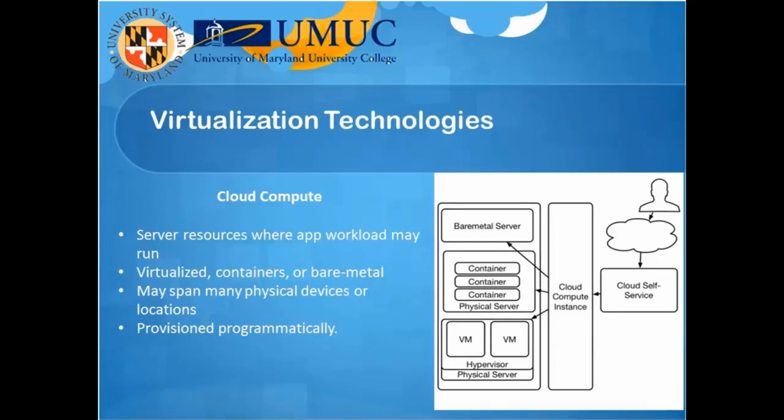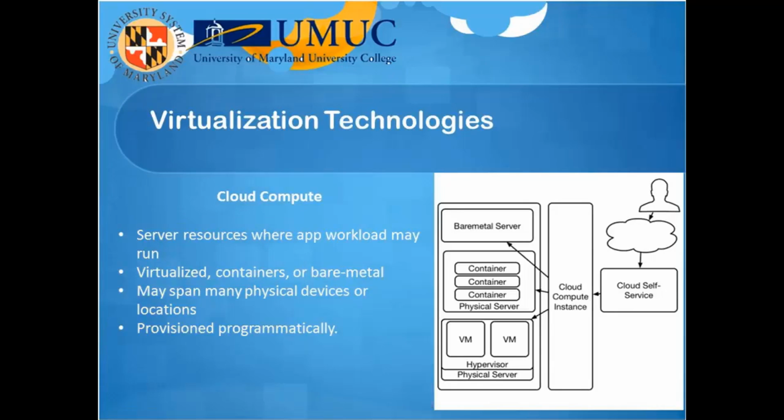So next we're going to talk about cloud compute. Cloud compute is just the server resources where an application's workload may run. This could be virtualized, it could be containers, which is just a form of virtualization, or it could be bare metal. In addition, it may span many physical devices or locations, and it can be provisioned programmatically.